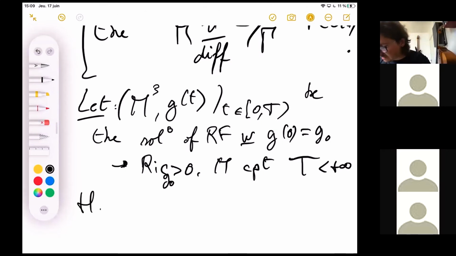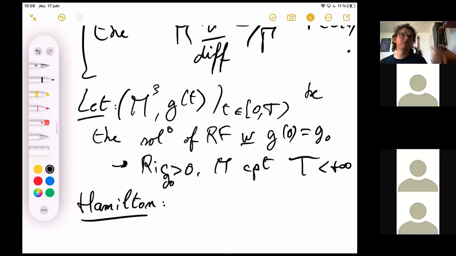And Hamilton actually proved... So we know that the curvature is blowing up when t goes to big T. So that was part of the existence theorem, which was actually also proved, this existence and uniqueness theorem.